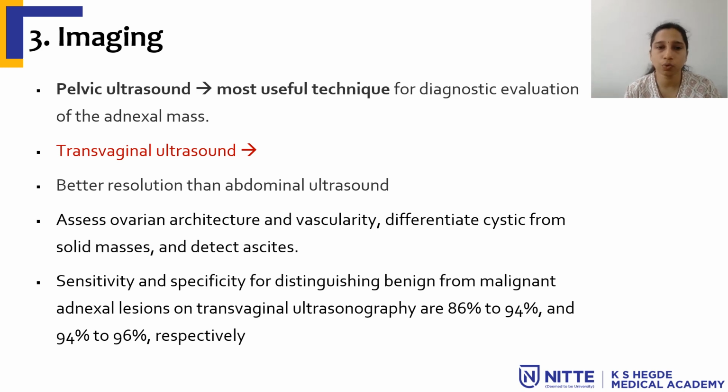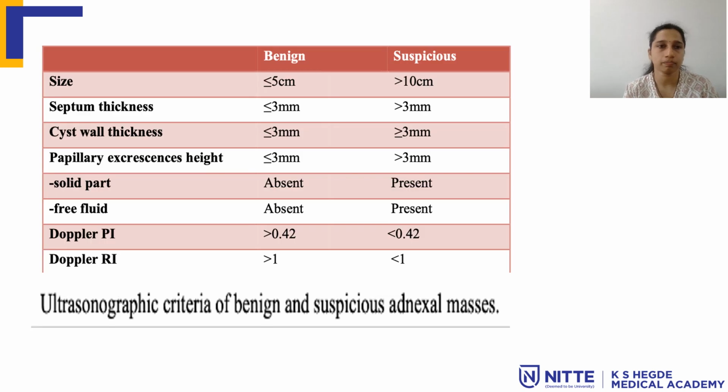It will assess the ovarian architecture and vascularity, and it helps in differentiating solid masses from cystic masses. A solid mass means you have to suspect some ovarian cancer. The sensitivity and specificity for transvaginal ultrasound is 86 to 90% sensitivity and 94 to 96% specificity. So that is quite effective. Based on ultrasonography, there are various criteria for suspicion of malignant tumor.